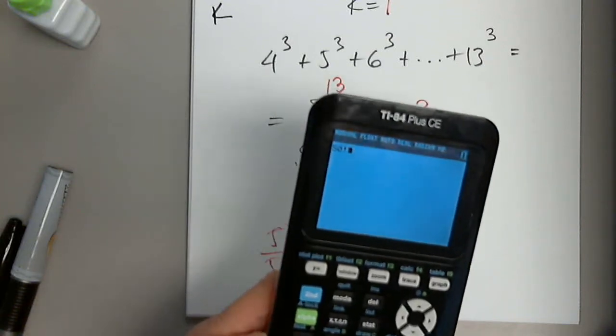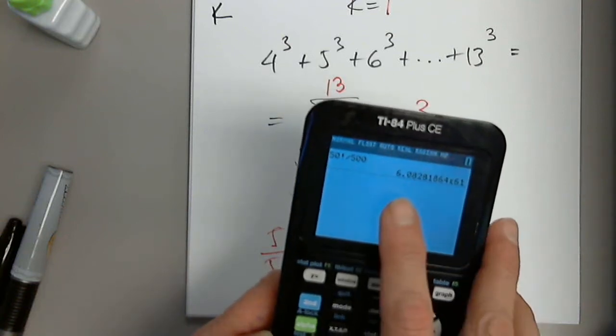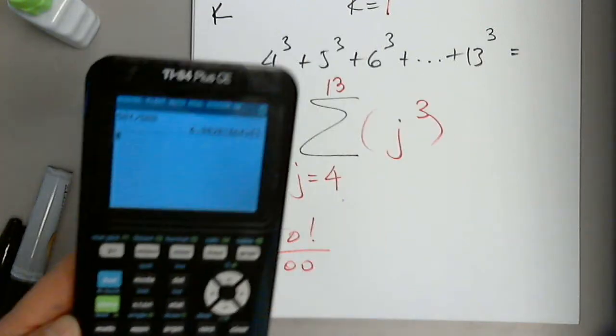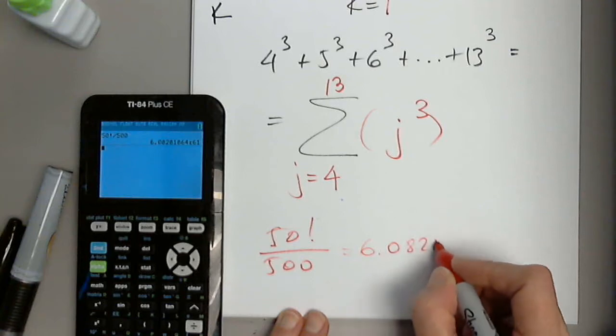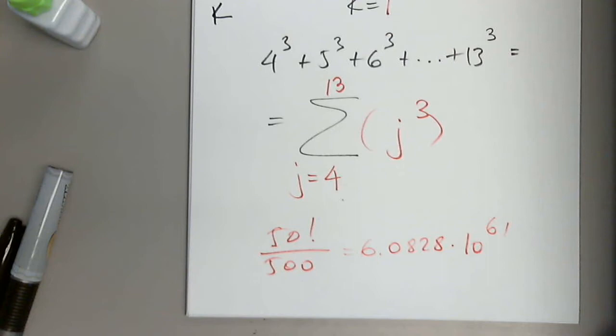So for number 23, I have 50 factorial divided by 500. So 6.0828, and there is an e in there, times 10 to the 61st power. So 6.0828 times 10 to the 61st. Why is that? Because you have to multiply 50 by 49, by 48, by 47, by 46, by 45. Yes. Good. Very good question. Anything else?